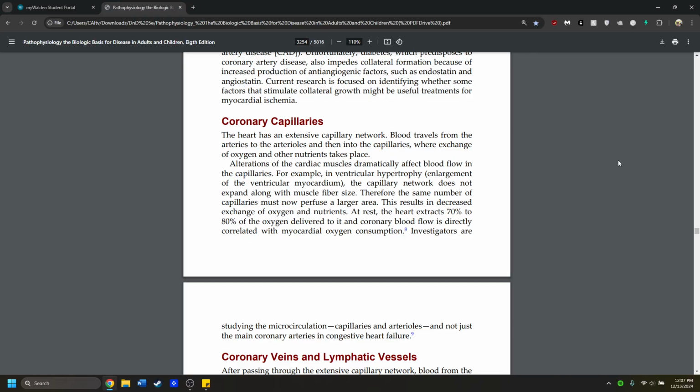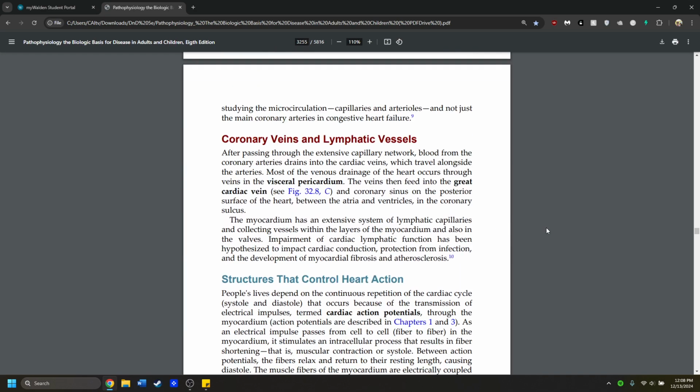At rest, the heart extracts 70% to 80% of the oxygen delivered to it, and the coronary blood flow is directly correlated with myocardial oxygen consumption. Investigators are studying the microcirculation, the capillaries and arterioles, and not just the main coronary arteries in congestive heart failure. That's why the heart is cruel. It is greedy. It takes most of the oxygenated blood in all reality. But that's okay. That's what keeps us alive.